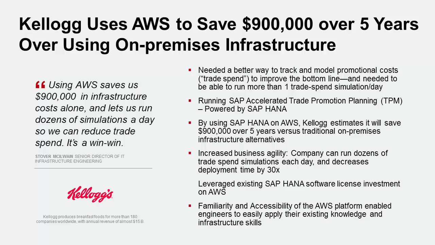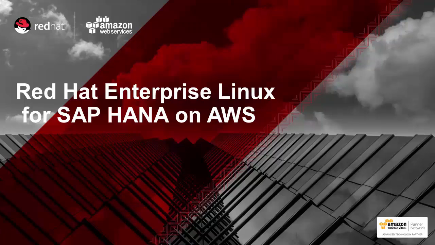The next case study is Kellogg, which implemented SAP Trade Promotion Management on SAP HANA. They estimated that by using SAP HANA on AWS, they would save over $900,000 over a 5-year period versus using their on-premises infrastructure. And the primary benefit we hear from many SAP customers is the speed and agility that AWS provides them versus other infrastructure options they have. So now I'm going to turn it over to Marcus to discuss Red Hat.